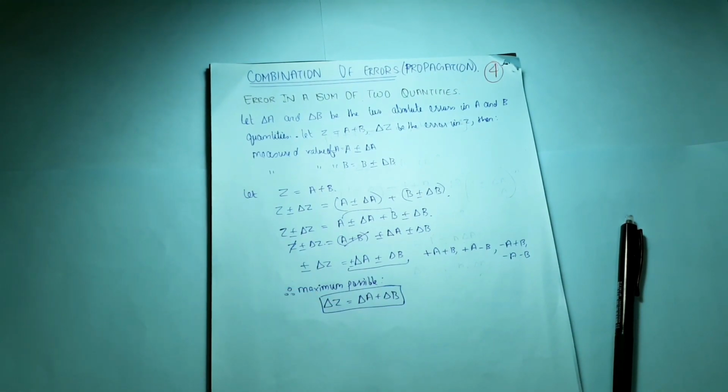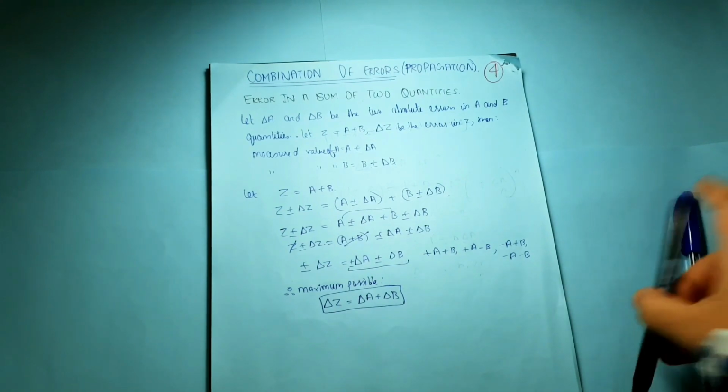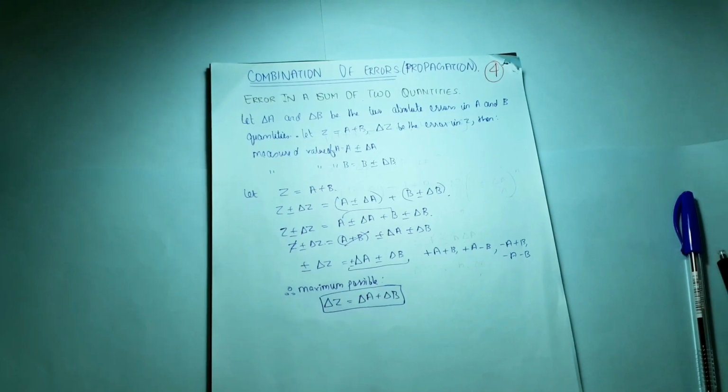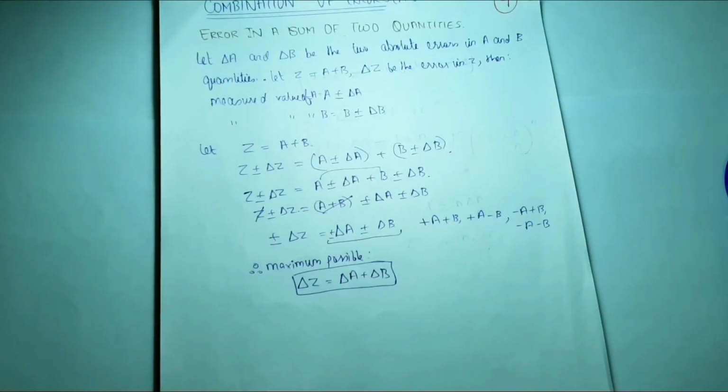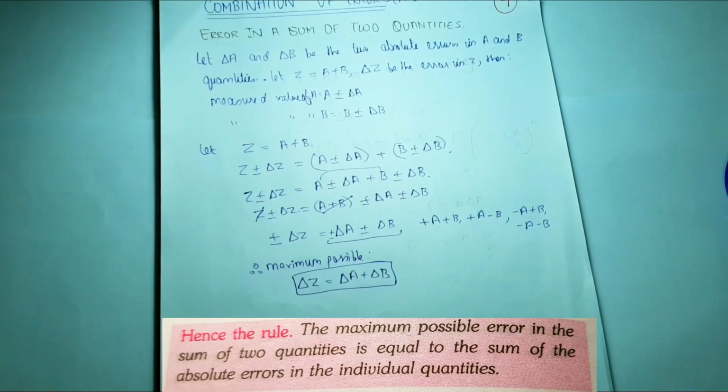Great. Next we will see the error in the difference of two quantities. Before we do that, let's conclude our first error. Hence the rule: the maximum possible error in the sum of two quantities is equal to the sum of the absolute errors in the individual quantities. Simple as that. And second, we have the errors in the difference of two quantities.